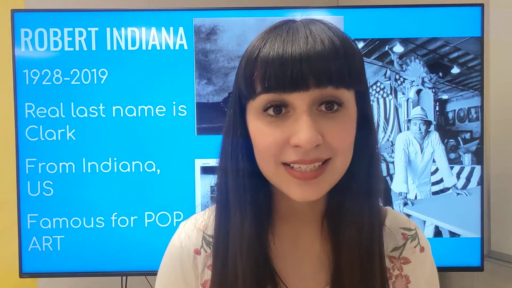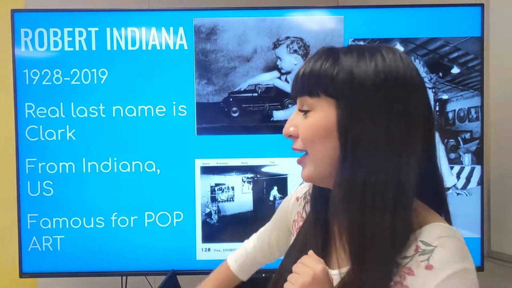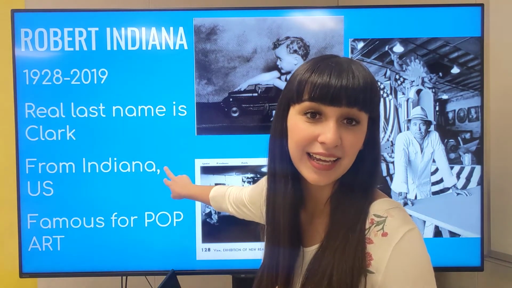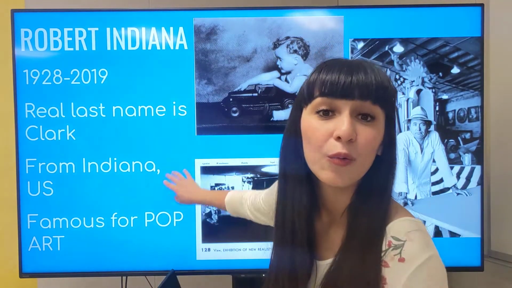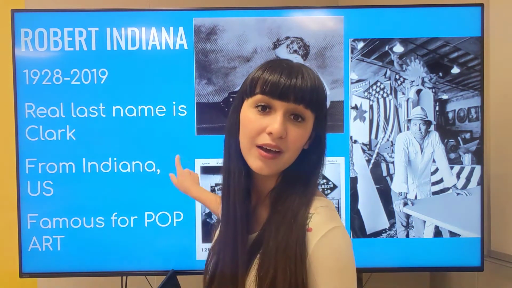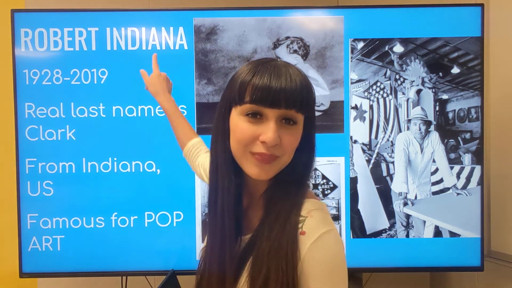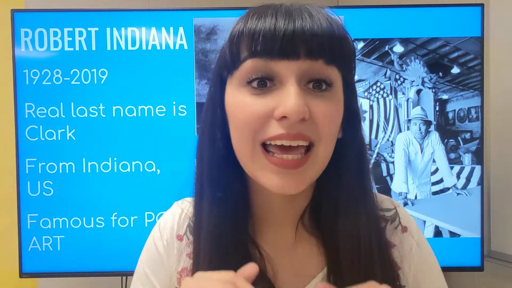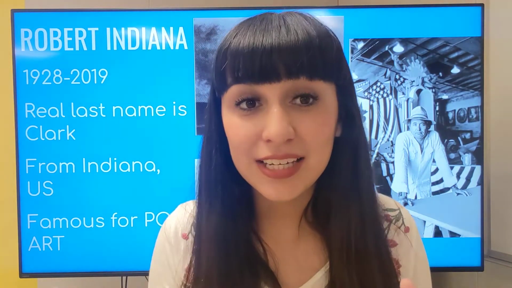So Robert Indiana was born in 1928 in the United States, in the state of Indiana. If you notice, where he's from, Indiana, and his name are the same. Now, this is because Robert Indiana used a fake name. I know that sounds kind of silly, but he had a really, really good reason.